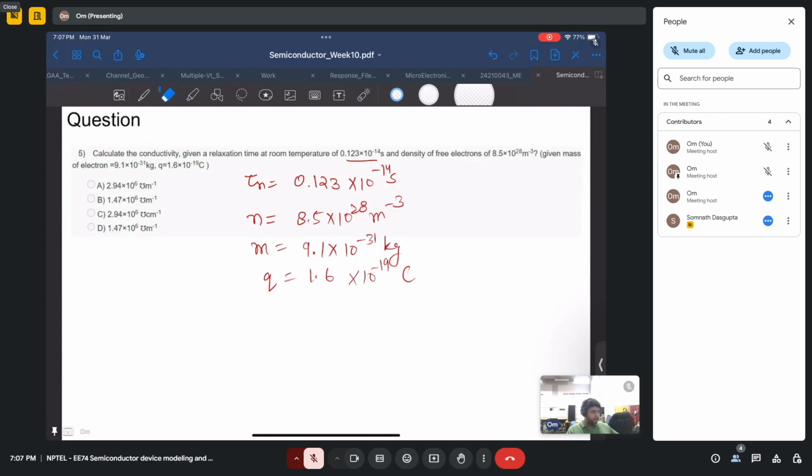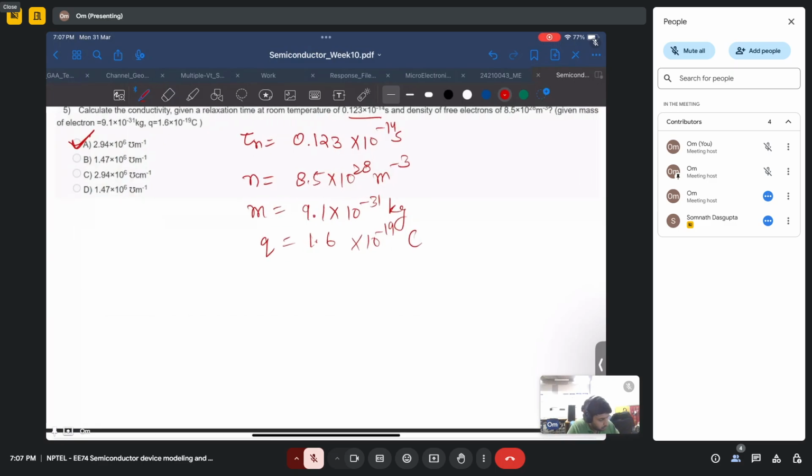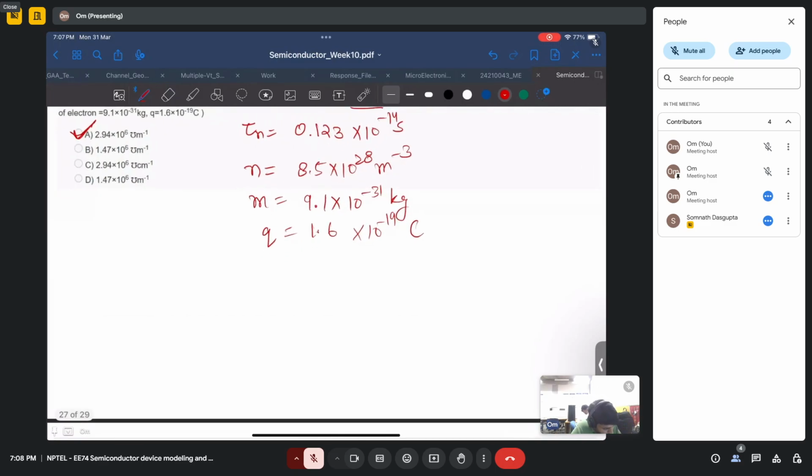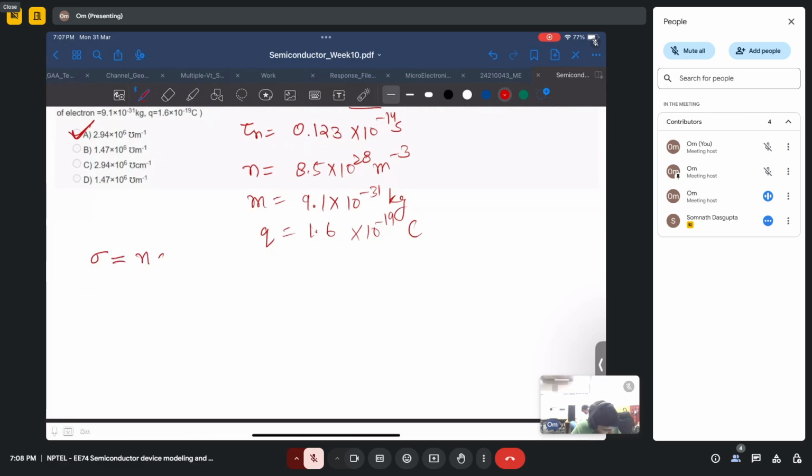Yes, it is option A. So just for the recording, let me tell how this is solved. So we know sigma is n q mu, and mu is q tau by m. So if you substitute, it will be n q square tau by m. This is sigma. That is your conductivity.